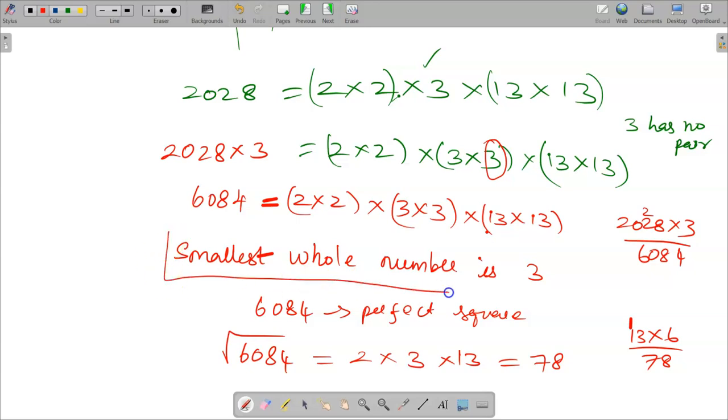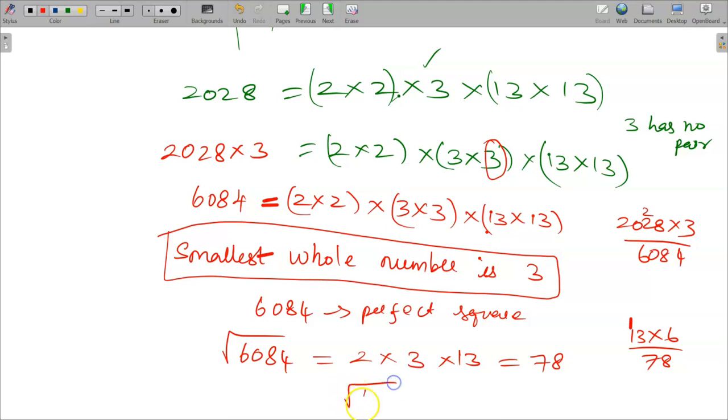So the smallest whole number is 3, and the square root of 6084 is 78. So let me proceed with the next problem.